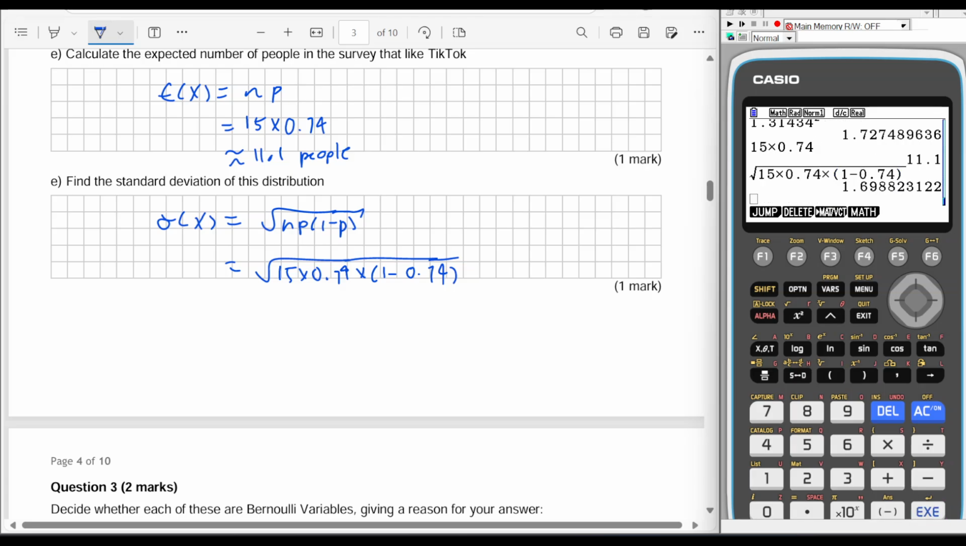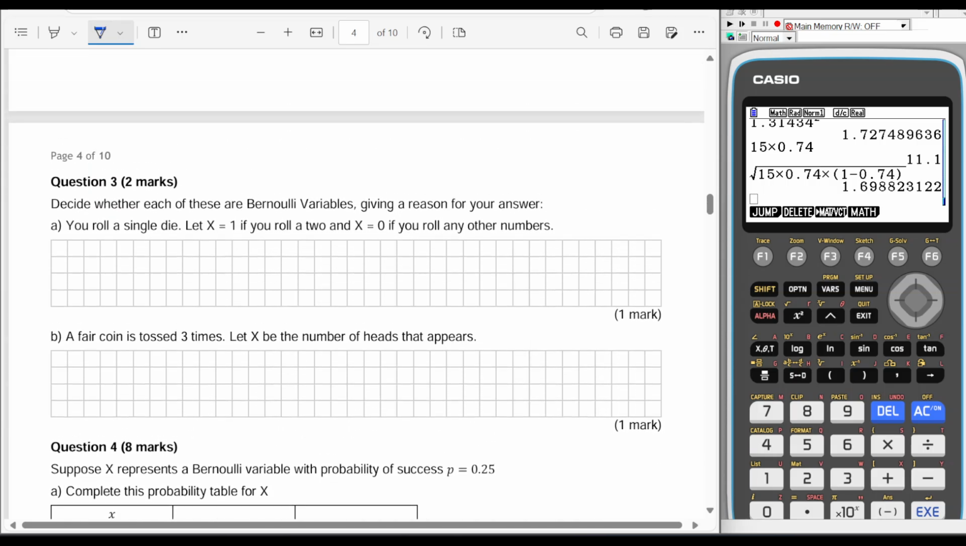Yeah, 1.69 or 1.70. We round it up. And people, excellent. Decide whether these are Bernoulli variables. So you roll a single die. So yes, two outcomes, 0 and 1, and p is 1 out of 6.